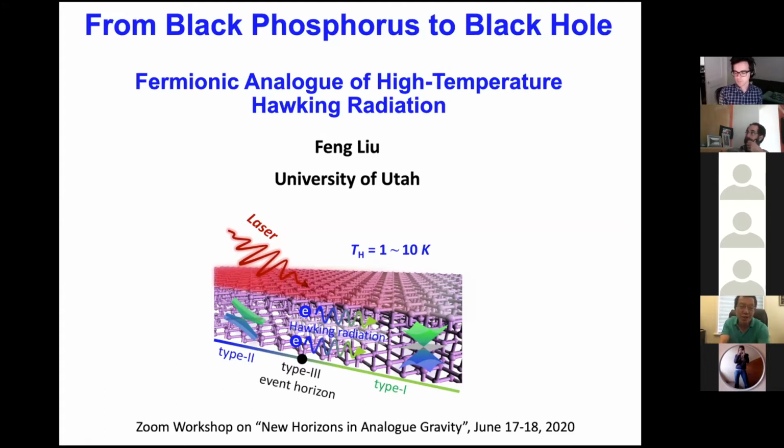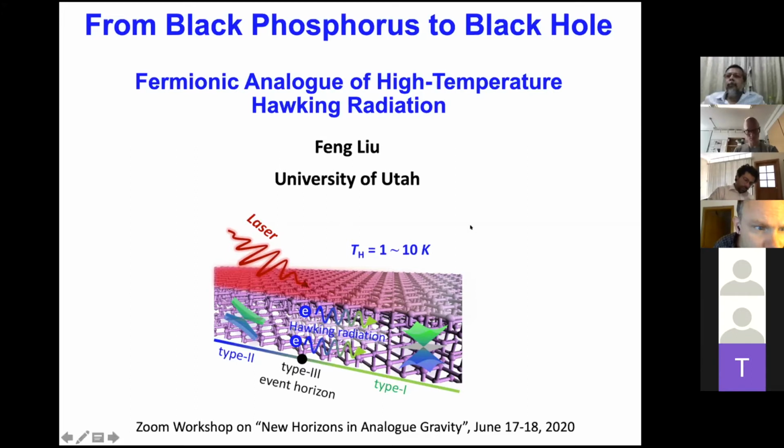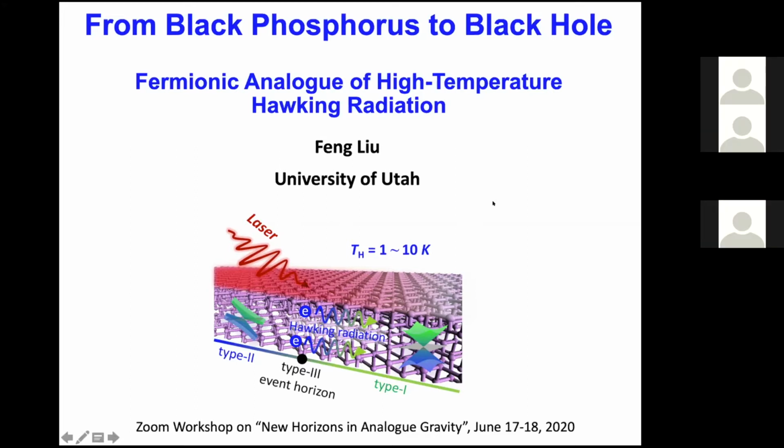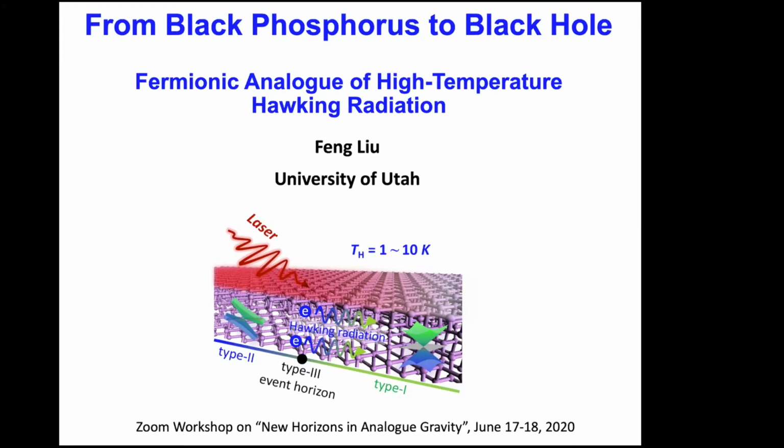What I'm going to talk about today is, we have seen many analogs of black hole. So I'm going to propose a new type of black hole, which we call a Fermionic Analogue, in a sense that we manipulate the electronic band structure or electronic properties in a solid state material that will mimic the black hole and potentially simulate Hawking radiation.